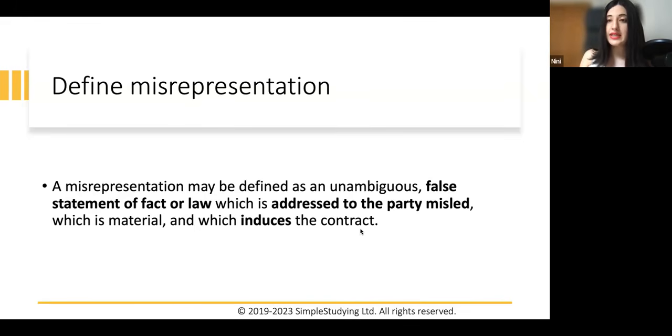So there are 3 requirements. It has to be either a false statement of fact or law, addressed to the party misled, so it cannot be addressed to another party. It has to be addressed to the party who was misrepresented, and it should be an inducement. So it has to be material, a decisive factor as to doing the contract rather than one small factor.